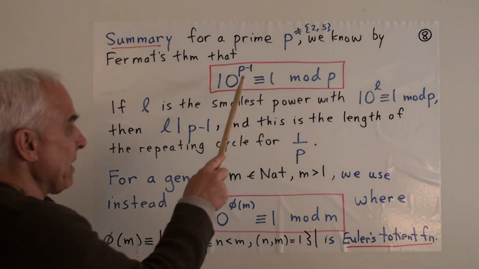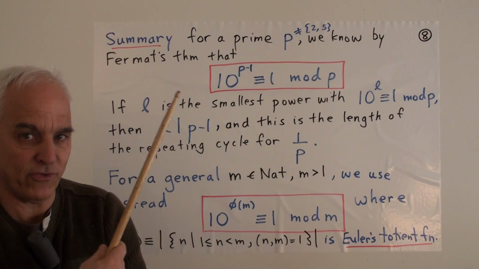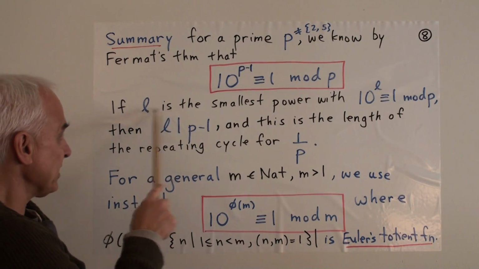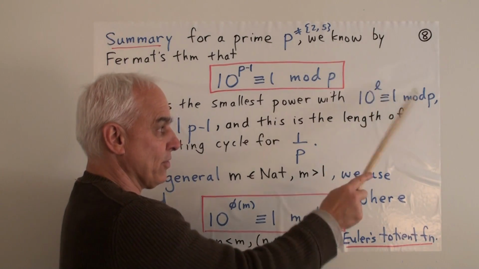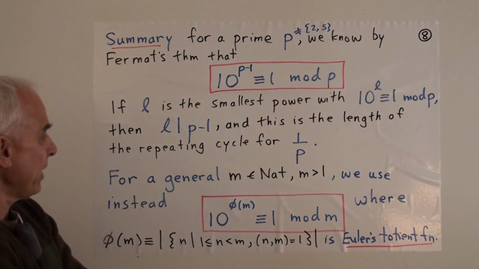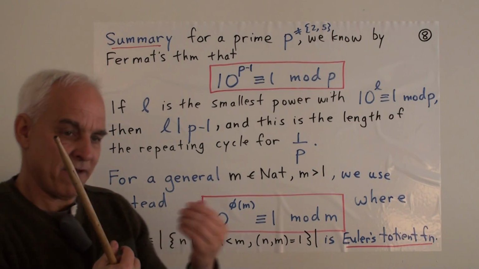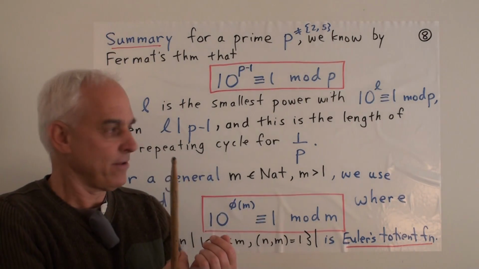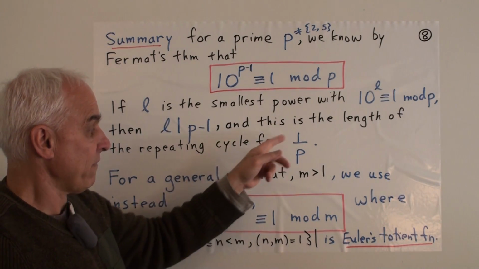Now, this may not be the only number that has that property. There may be smaller numbers that have that property. But if L is the smallest power with this property, that 10 to the L is congruent to 1 mod p, then first of all, this L should divide p minus 1. It should be a factor of p minus 1. And secondly, this is going to be the length of the repeating cycle for 1 over p.